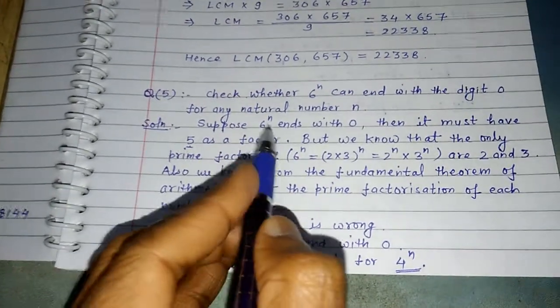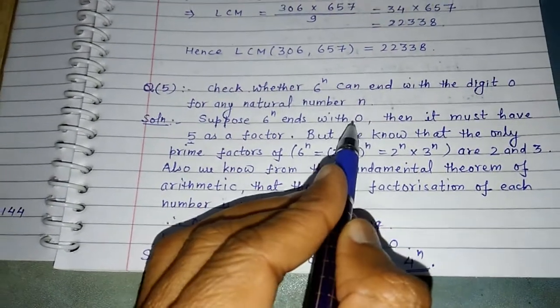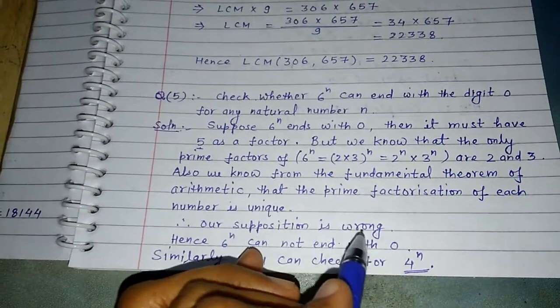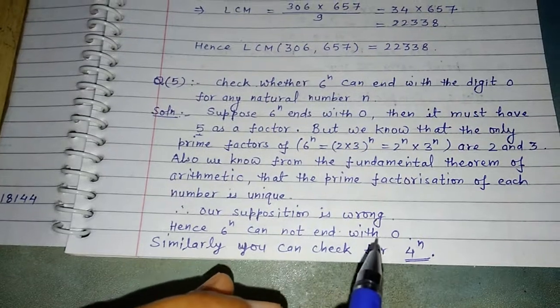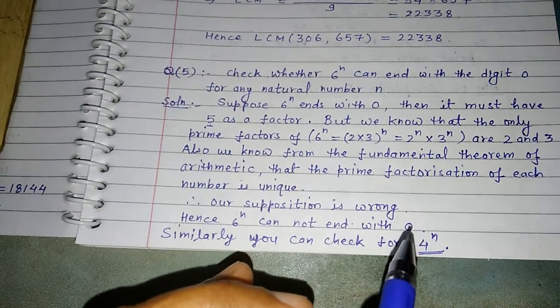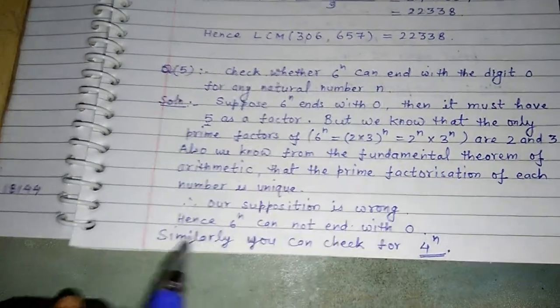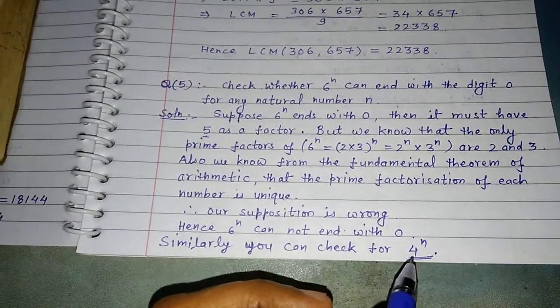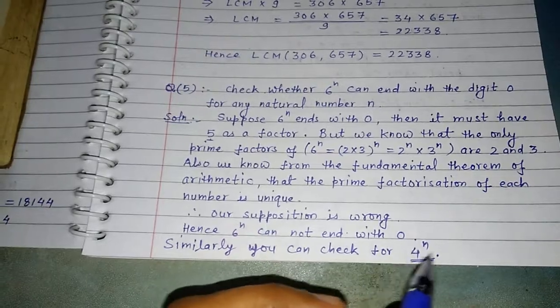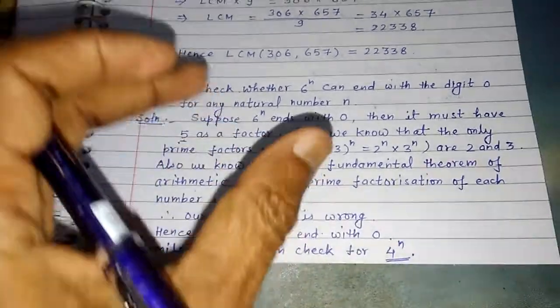So our supposition, that 6 power n ends with the digit 0, is wrong. Hence 6 power n cannot end with the digit 0. Similarly, you can check for 4 power n whether it can end with the digit 0 or not in the same way.